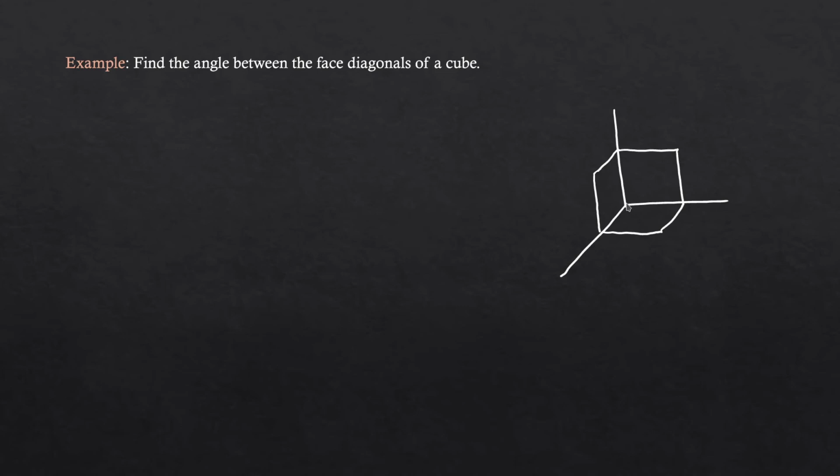So what is the face diagonal? This is a face, so its diagonal is this one, and its diagonal is this one, and we want to calculate the angle between those two, that is theta. So this is one vector, this is the second vector. If we say this is vector A and this is vector B, essentially what we are going to do is calculate vector A dot B, that is AB cos theta.